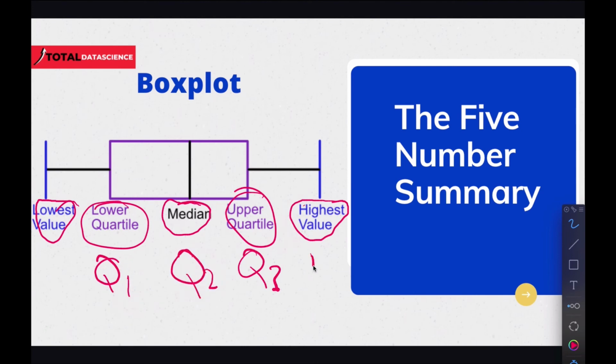So we have the maximum here, then we have the minimum here. This is the 5-number summary. We have 1, 2, 3, 4, 5. The numbers that you're going to have to represent this are the minimum number, the Q1 number, the Q2 number, the Q3 number, and the maximum number. That is what we refer to as the 5-number summary.